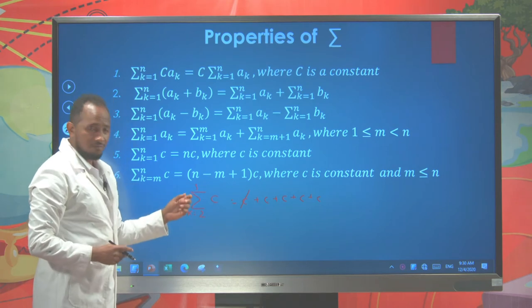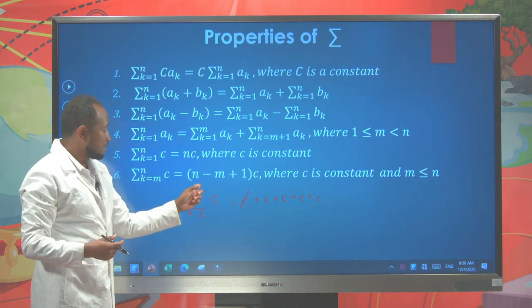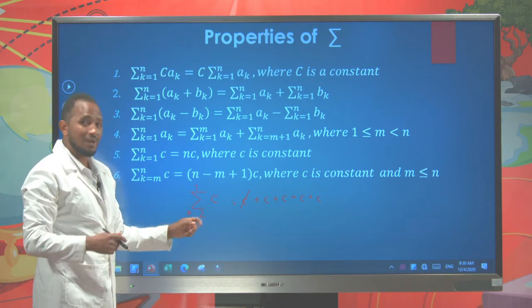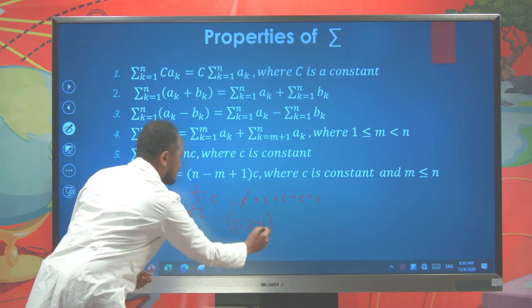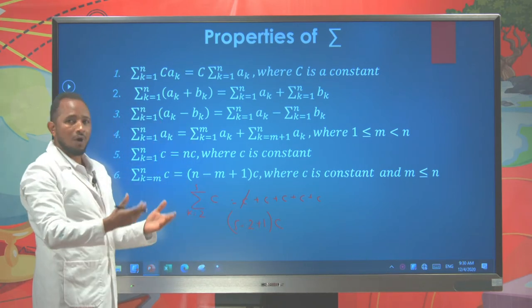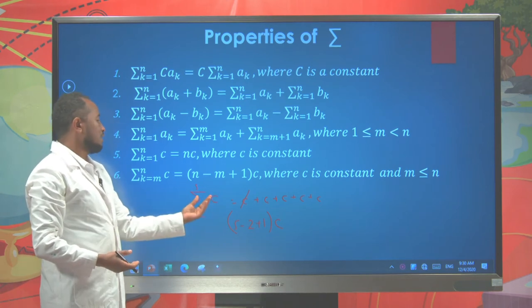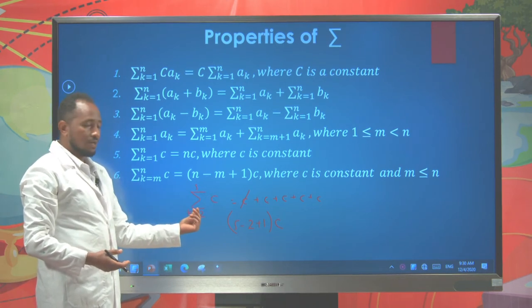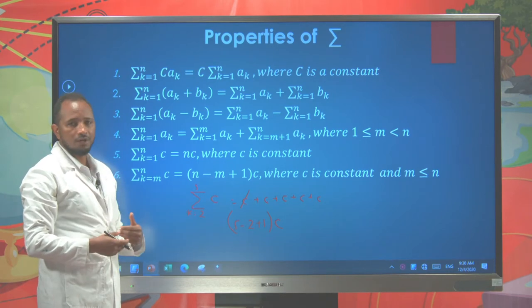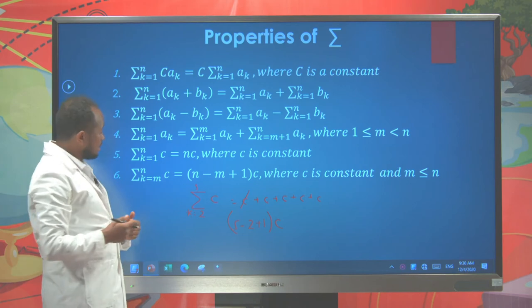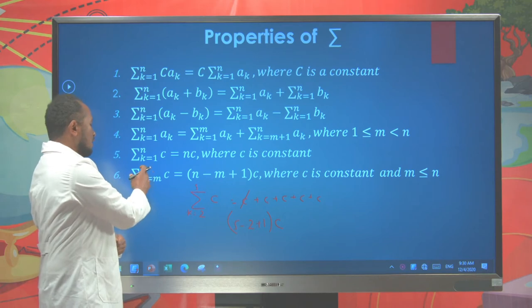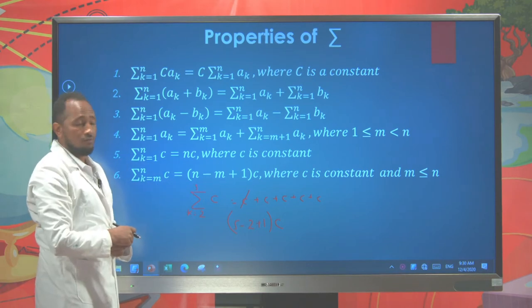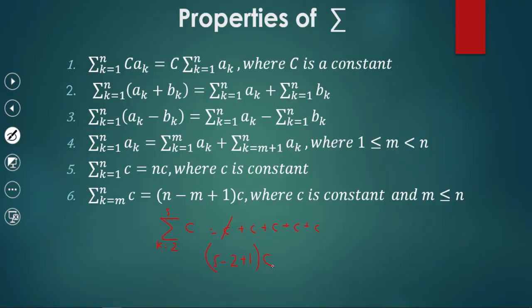Therefore, easily you can count the number of terms by simply subtracting the two: 5 minus 2 plus 1, times C. This is 5 minus 2 is 3, plus 1, it is 4, 4C. So the summation of C, where K starts from 2 up to 5, is 4C. So generally, the summation of C, where K starts from M up to N, is given by this formula. Simply take the difference of the indices, add 1, and multiply by C. So this is the proof.